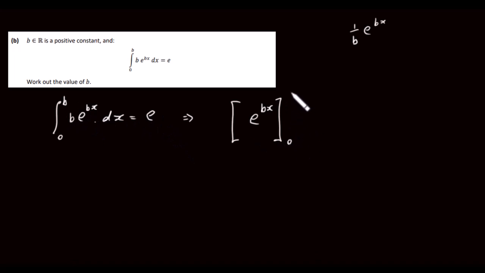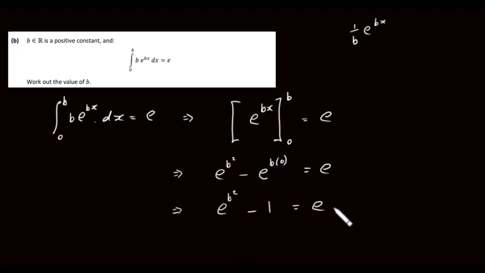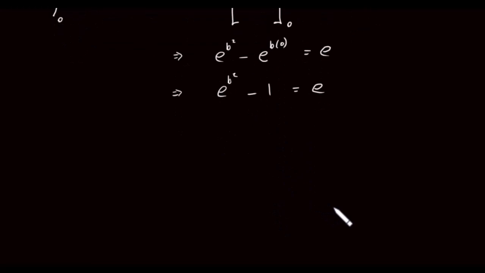Now we're integrating between 0 and b, and that's going to be equal to e. So let's just stick in our limits then. We've got e to the power of b times b, which is b squared, minus e to the power of b times 0 here, and that's equal to e. That will give us e to the power of b squared minus e to the power of 0, which is just 1, and that's equal to e. Okay, so we've got to work out what b is, so let's do that.